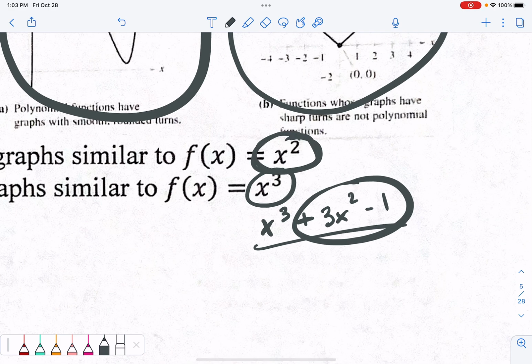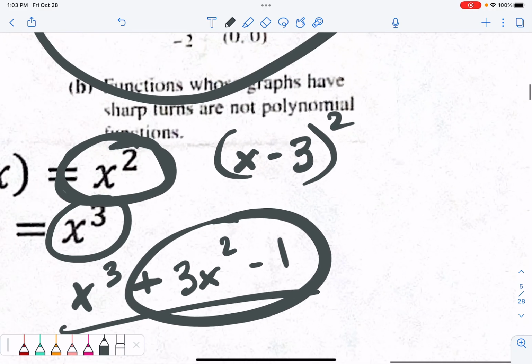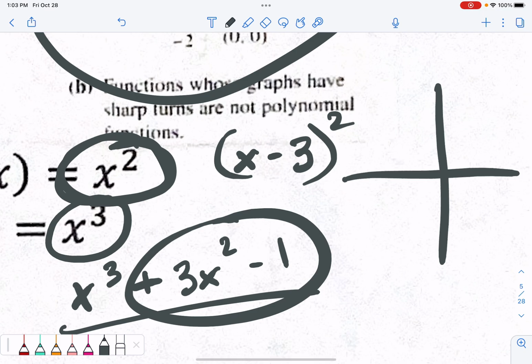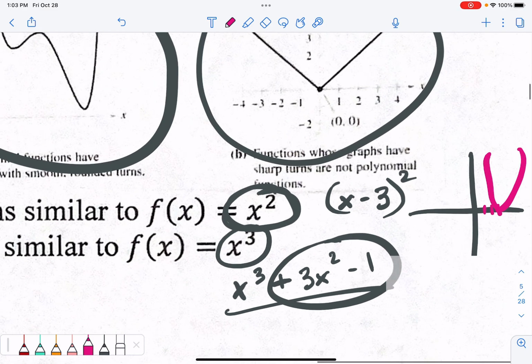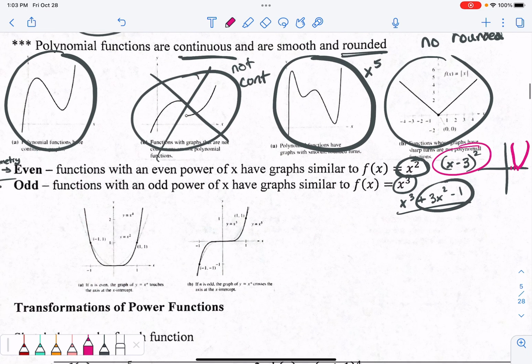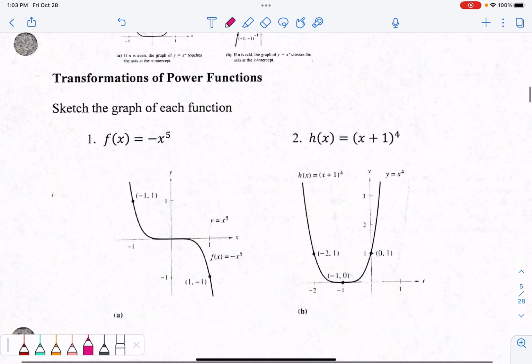Same thing with an x squared. Not every x squared function is an even function. Like x minus 3 squared. Let's think about what that looks like. How does that 3 move that parabola? Right 3. 1, 2, 3 to the right. Now is it symmetric with respect to the y-axis? Not anymore. So even though it is a quadratic function, it is not an even function. It's only an even function if it's just x squared, etc. Okay, we're talking about even and odd, right? All right, transformations of functions.